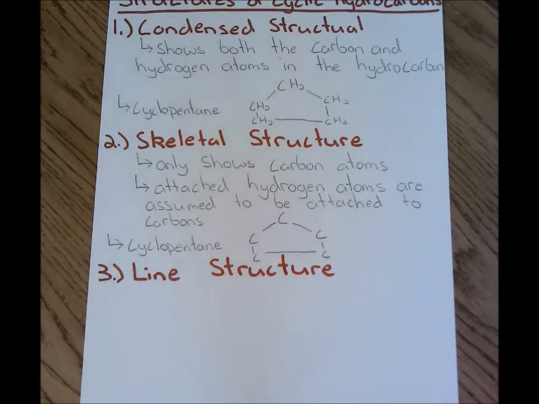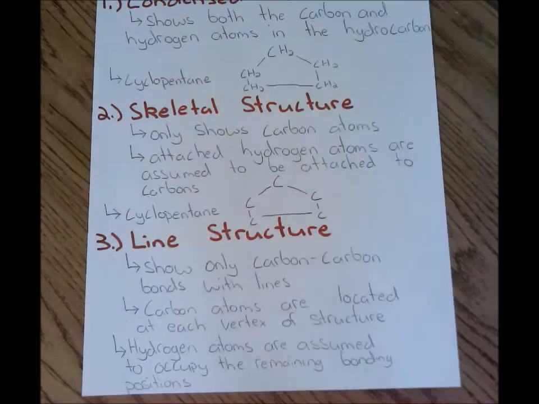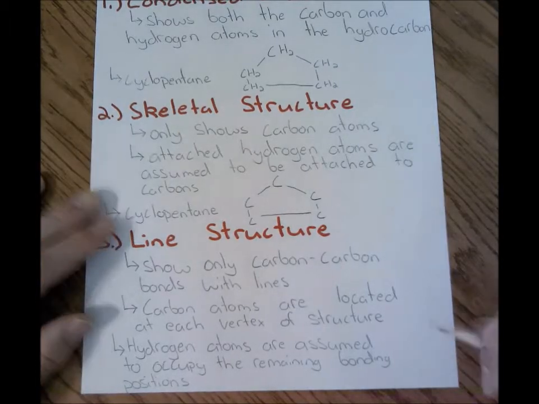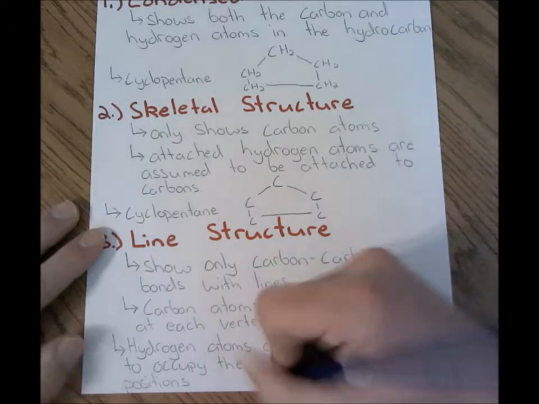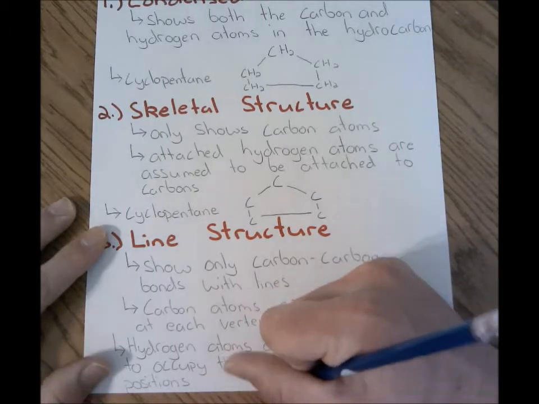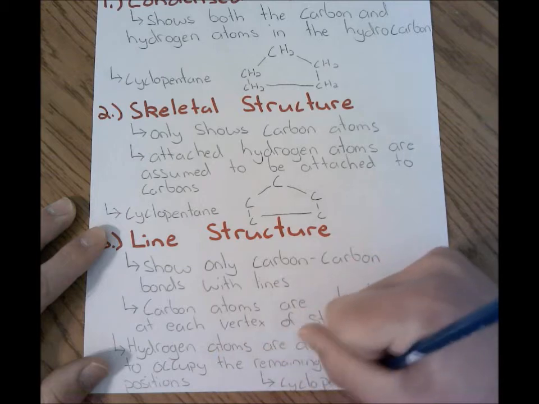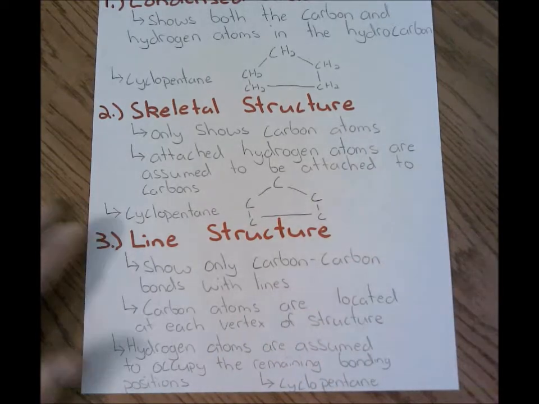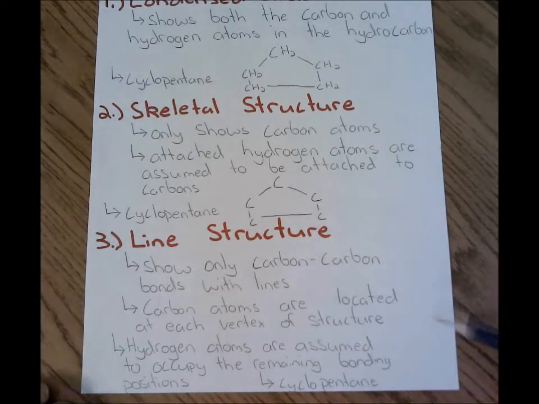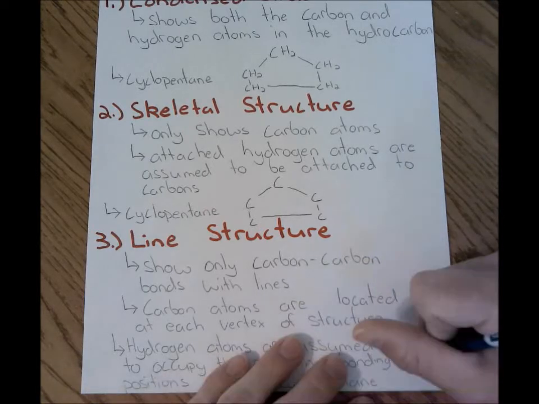So again, I use cyclopentane as our example here for our line structure. Pentane, the same type of structure that we've drawn in the previous two examples. I'm running out of room, so I'm going to write it on the right-hand side here. But it would look like this.